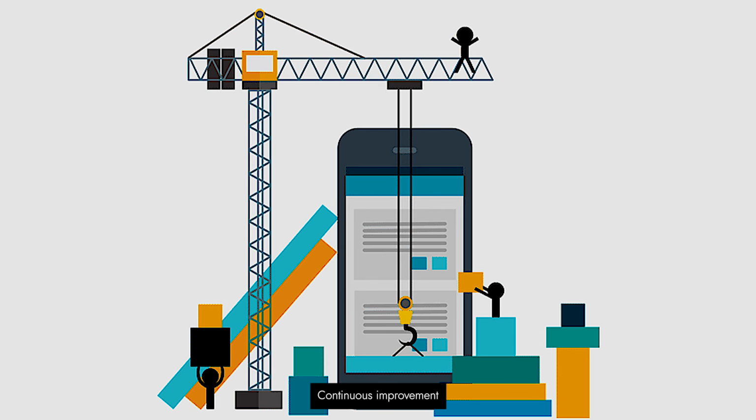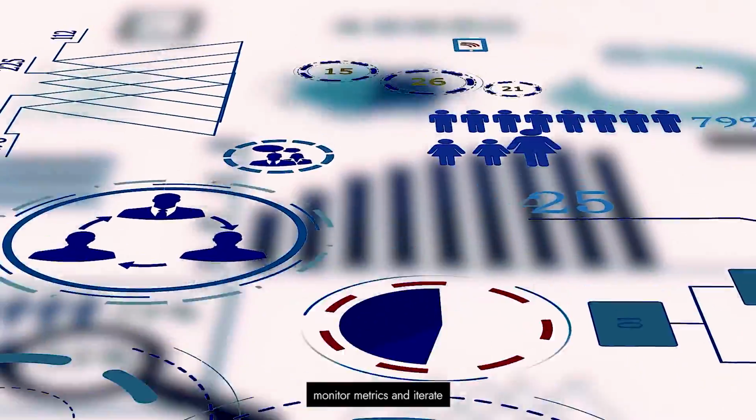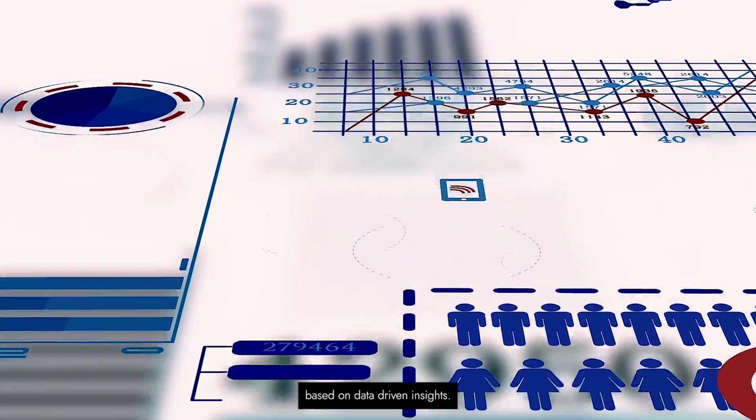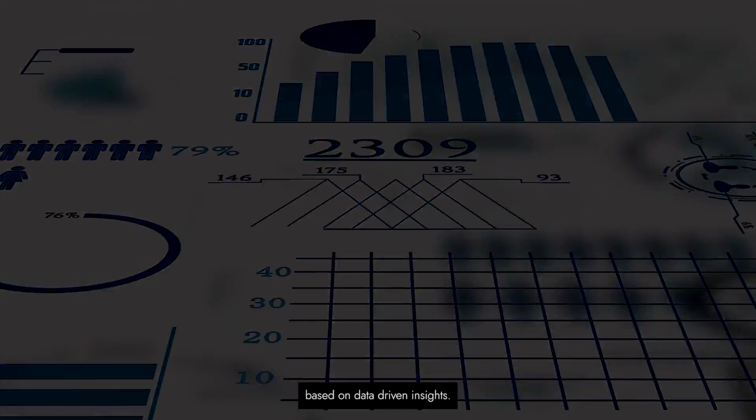Stage 9: Emphasizing continuous improvement. Continuous improvement is the official mark of a successful mobile app. Analyze user behavior, monitor metrics, and iterate on your mobile app's features based on data-driven insights.